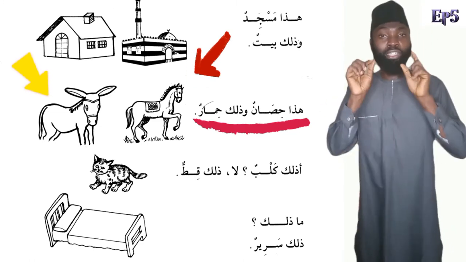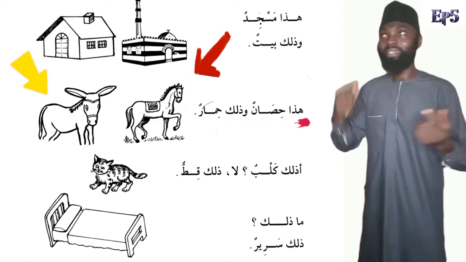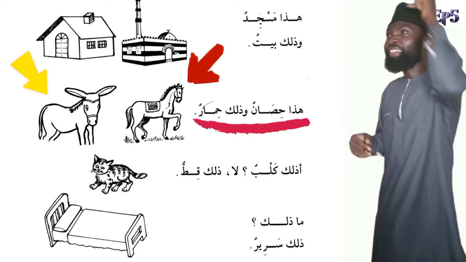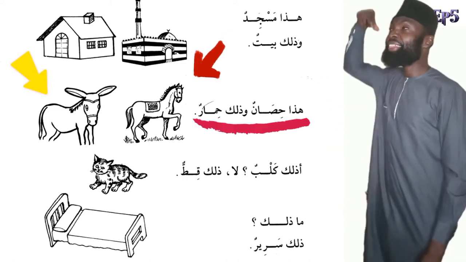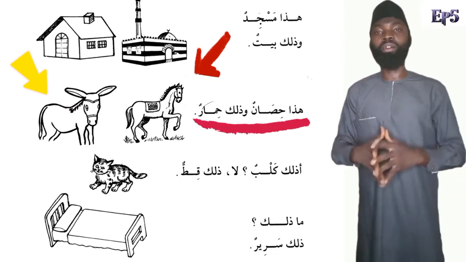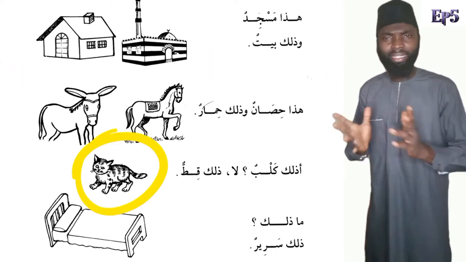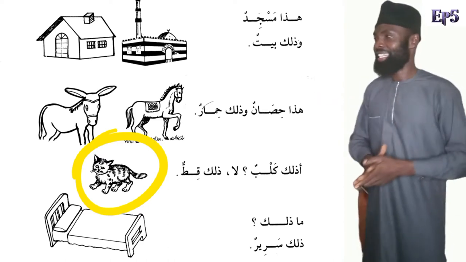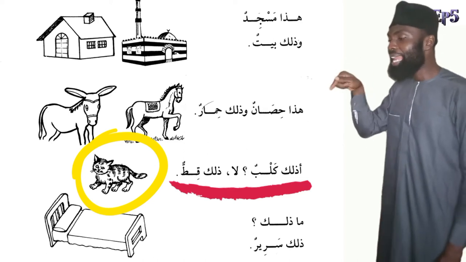Very simple. Just the difference between hadha and dhalika. Hadha, this. Dhalika, that. Hadha hisanun wa dhalika himarun. This is a horse and that is a donkey. Mashallah. Let's move on to the next image. That is the image of a cat. Now the question is, adhalika kalbun?